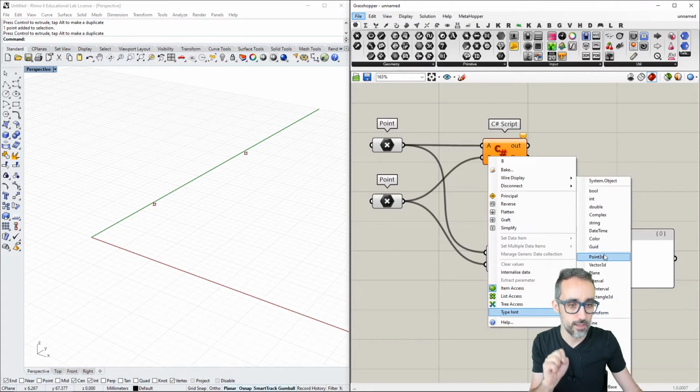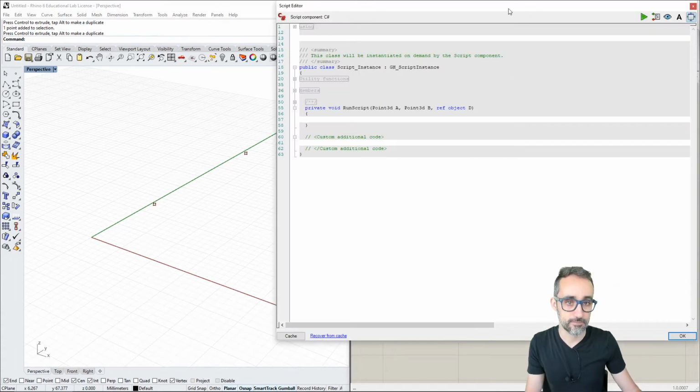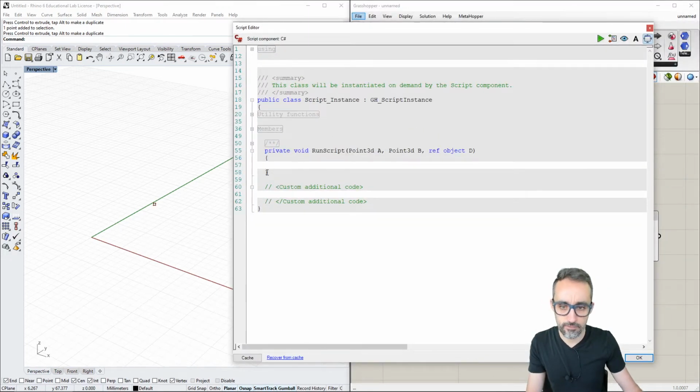So that when I double click in the function, they show up in my main function here as Point3D objects, and then I can have access to their X, Y, Z properties.